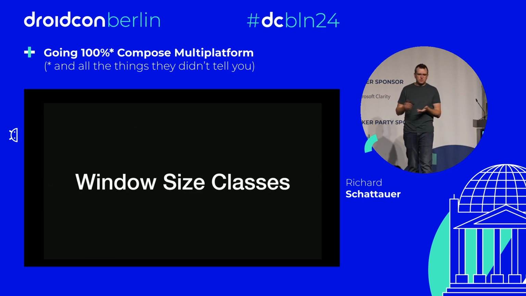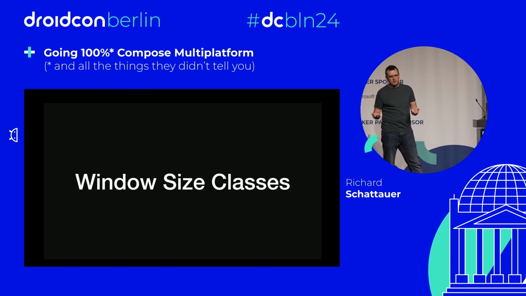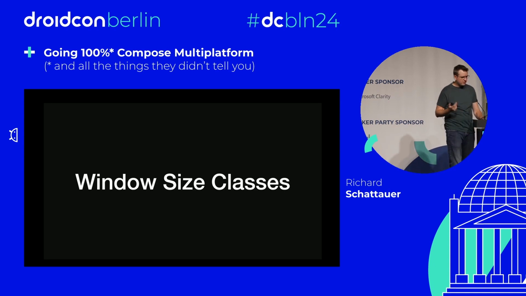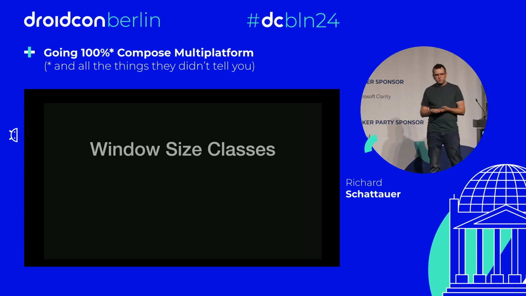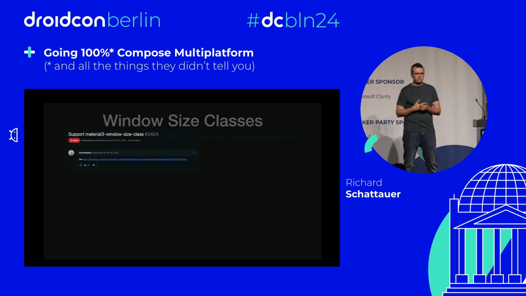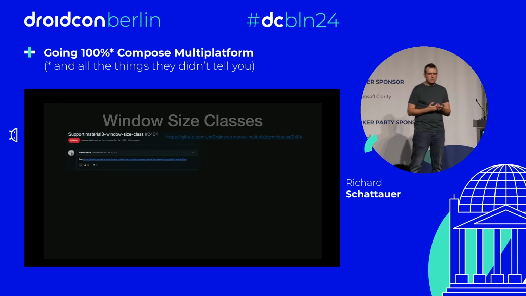If you want to also cover multiple screen sizes, then you want to use window size classes. On Android, at least that is the case for Material 3, and you would assume that this is also there in Compose Multiplatform, but it isn't. There is an open issue.